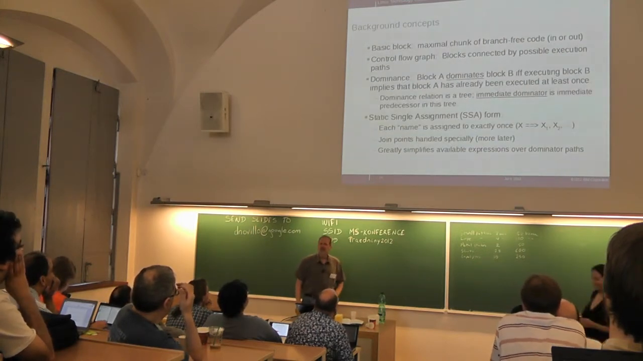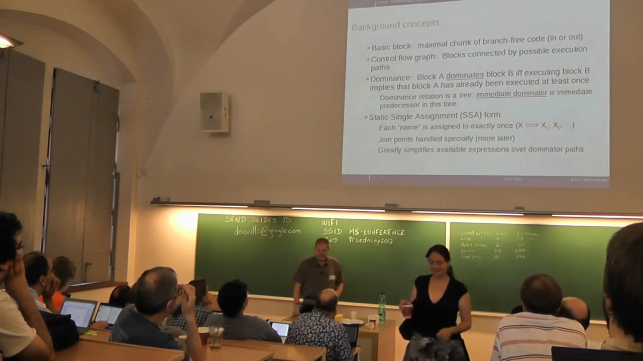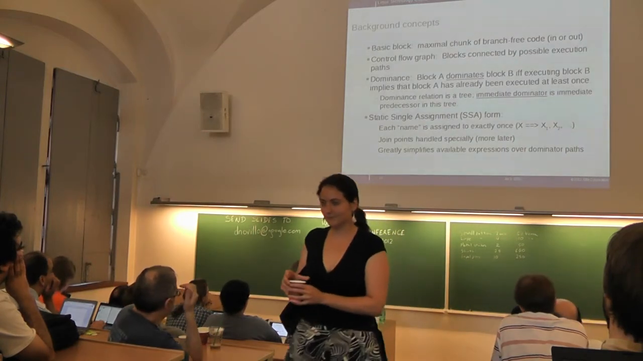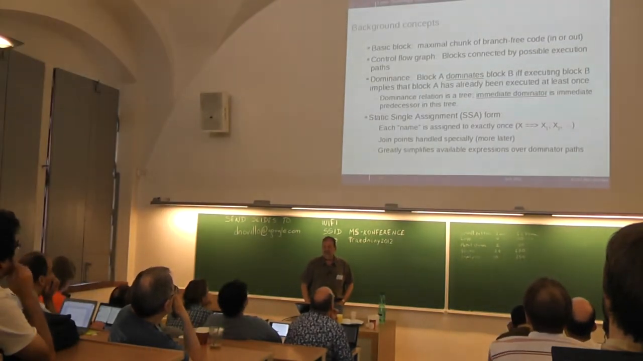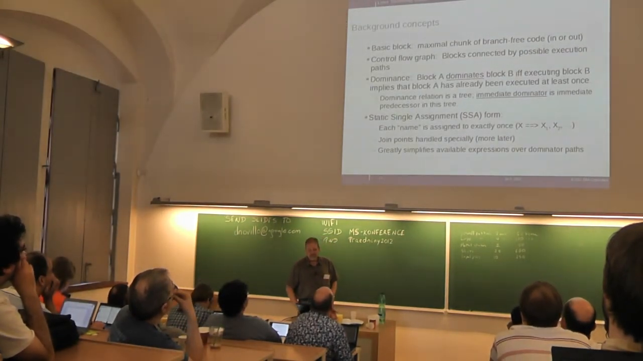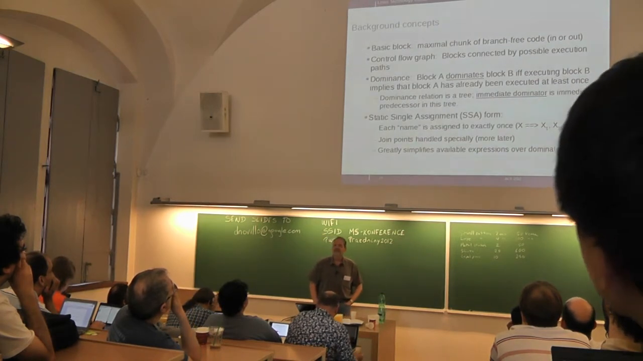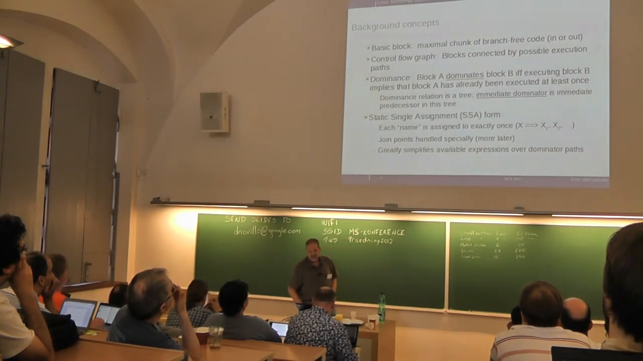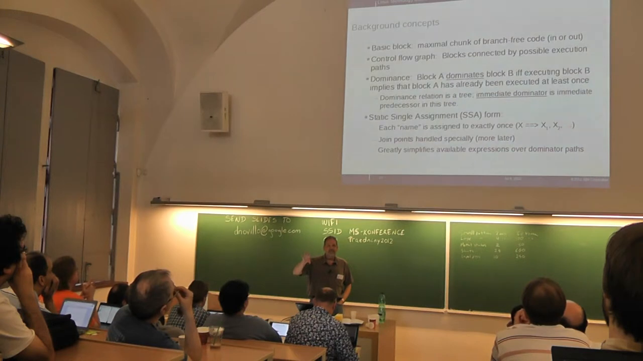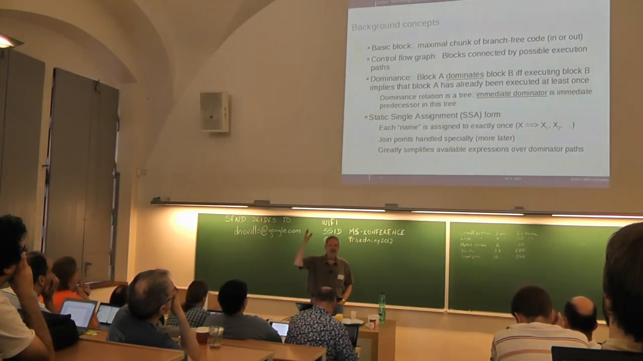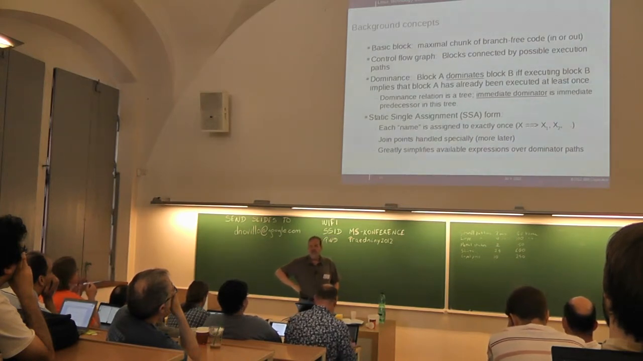So, this is a room full of compiler people, so I will just point out that I have a few things about compilers here on this slide. And you all know pretty much what a basic block is. It's a maximal straight-line branch-free piece of code. You make a control flow graph out of that to represent the possible execution paths between them. The concept of dominance, then, is to make sure that if you reach block B for the first time, you know that you have had to execute block A before you got there. That's what dominance indicates, that A must dominate B.